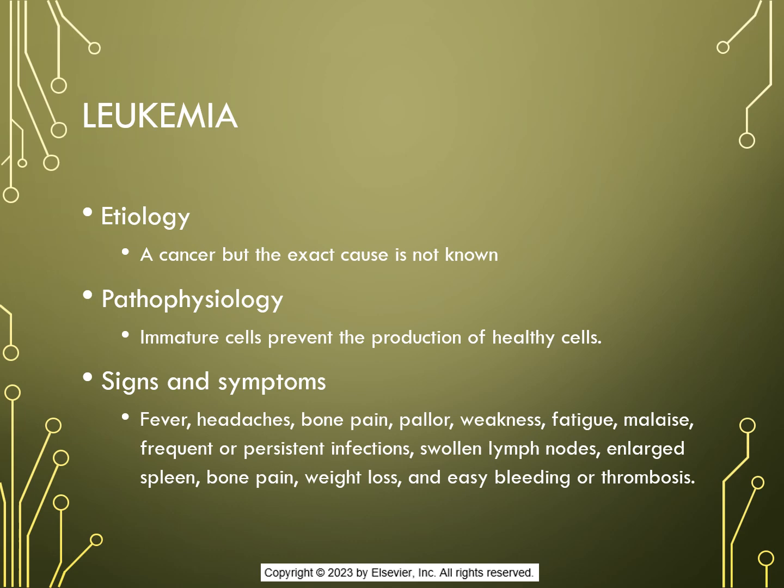Patients with chronic leukemias are often asymptomatic, and the disease will usually be detected during a regular physical examination or routine CBC. Other signs and symptoms of leukemia include fever, headaches, bone pain, pallor, weakness, fatigue, malaise, frequent or persistent infections, swollen lymph nodes, enlarged spleen, weight loss, and easy bleeding or thrombosis. Diagnosis will be made by using a history, physical examination, CBC with differential, and bone marrow studies to rule out any other disorders.